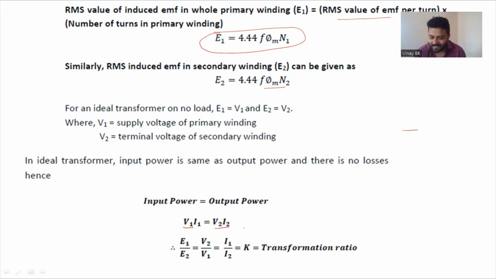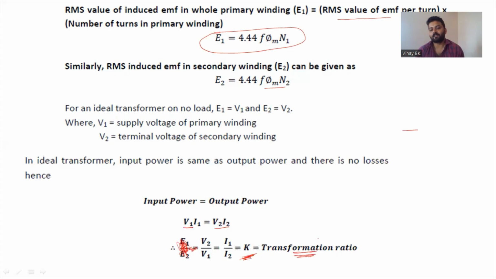With the help of this relationship, you write V1 or E1. So you can rewrite here: V2 by V1, this is not right. V2 by V1 equals I1 by I2. It is the transformation ratio K. So this is not right, E1 by E2; actually it is E2 by E1. So V2 by V1 equals I1 by I2, which equals K. It is nothing but the transformation ratio.